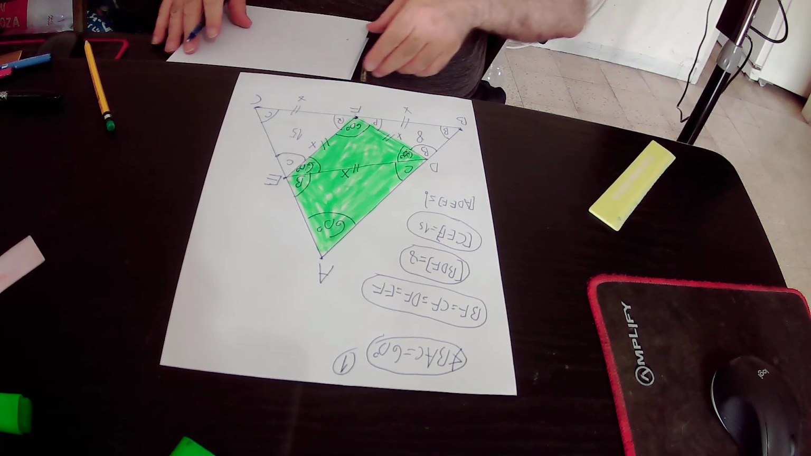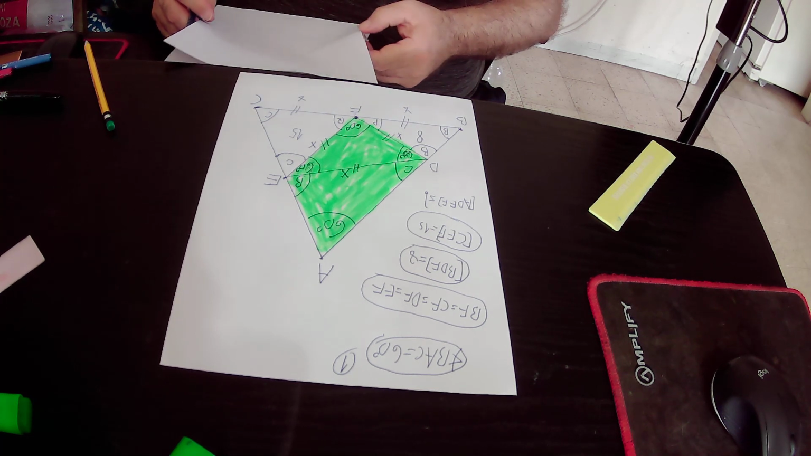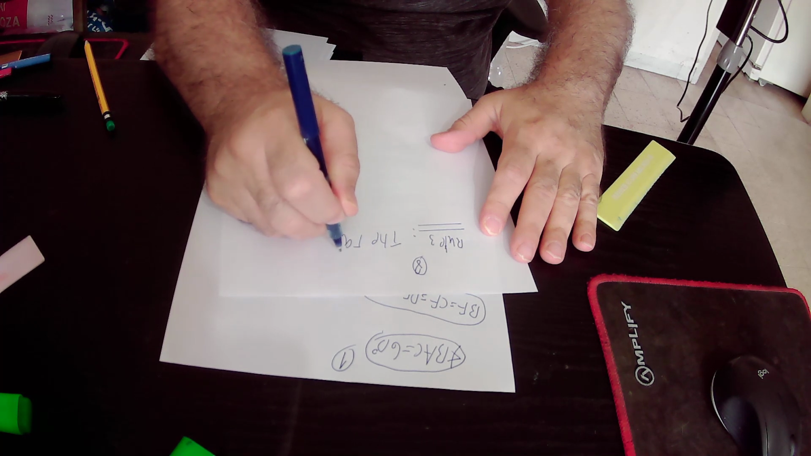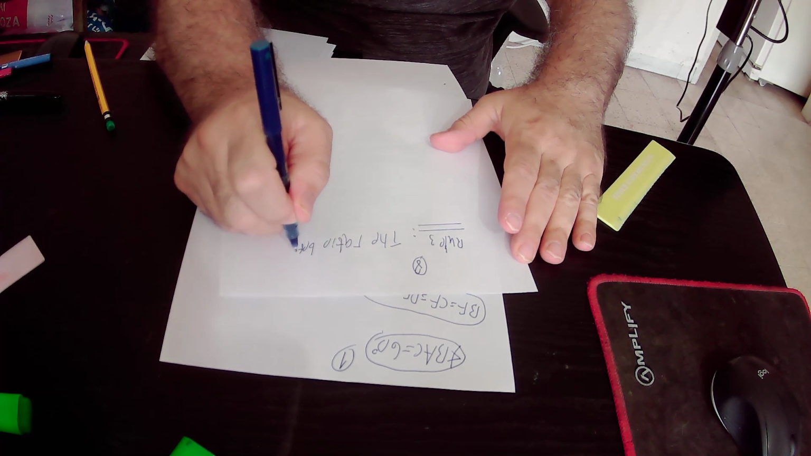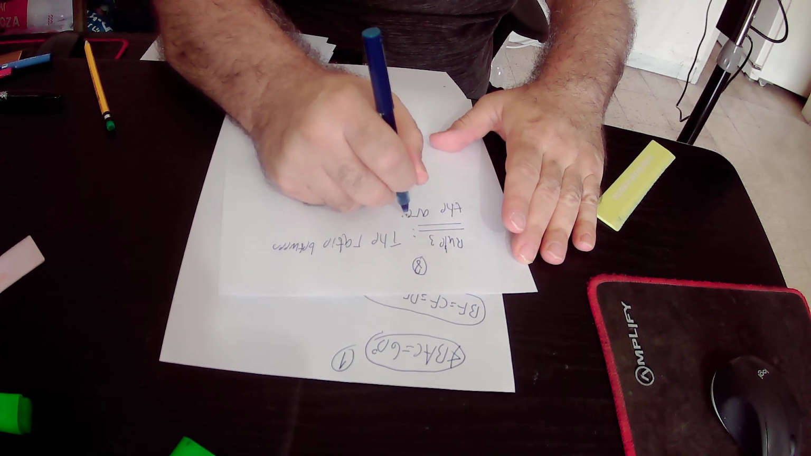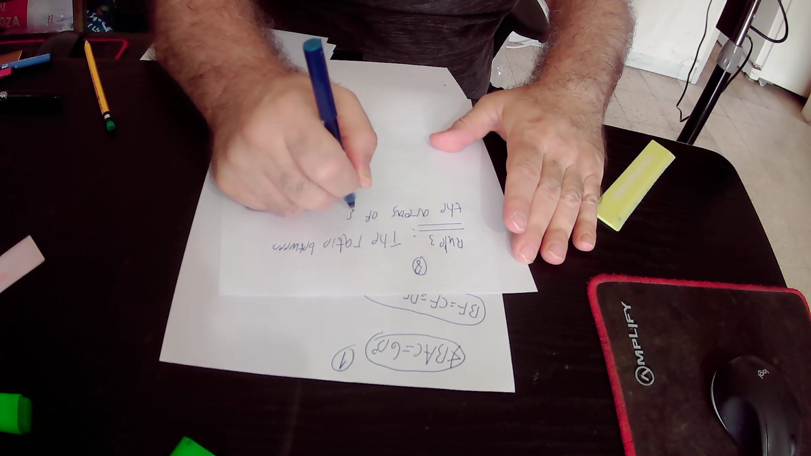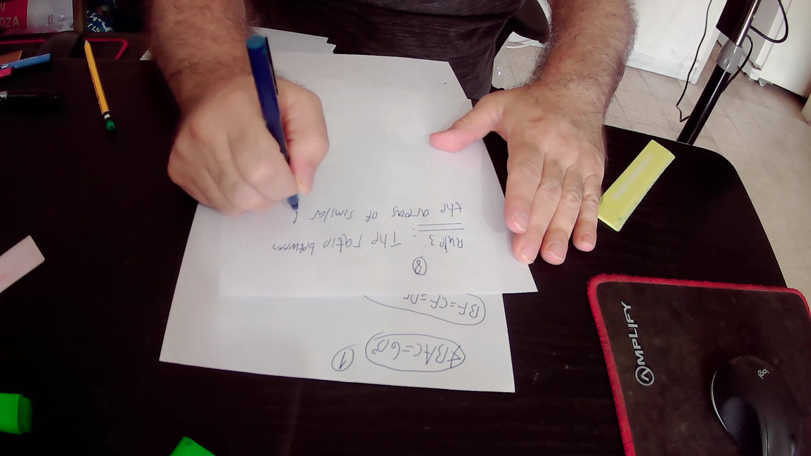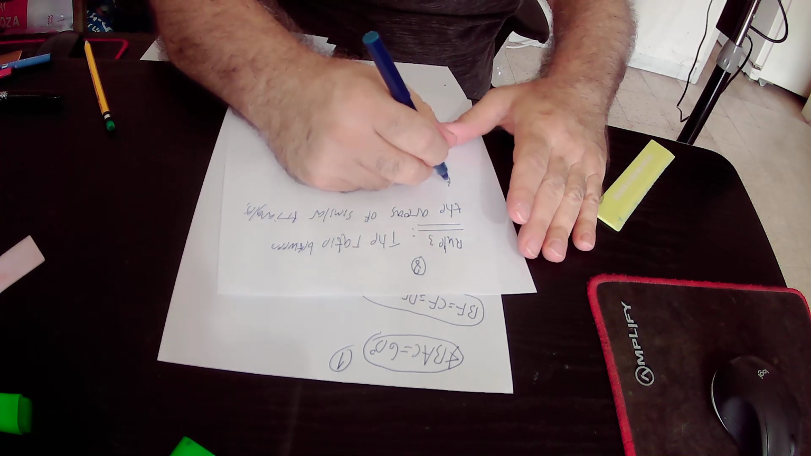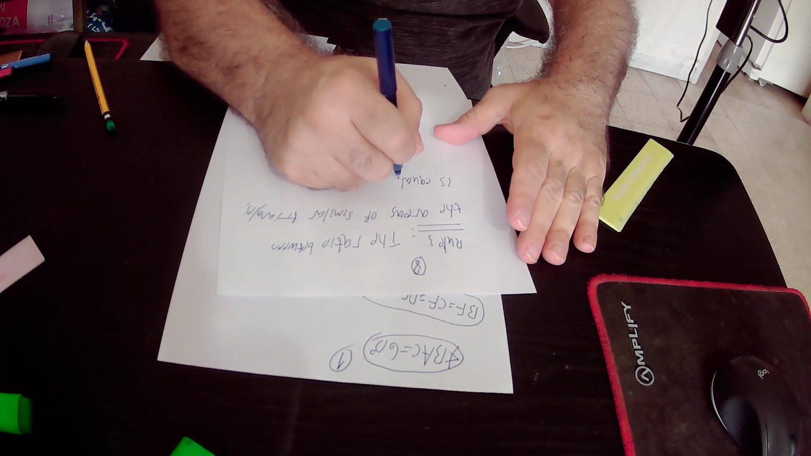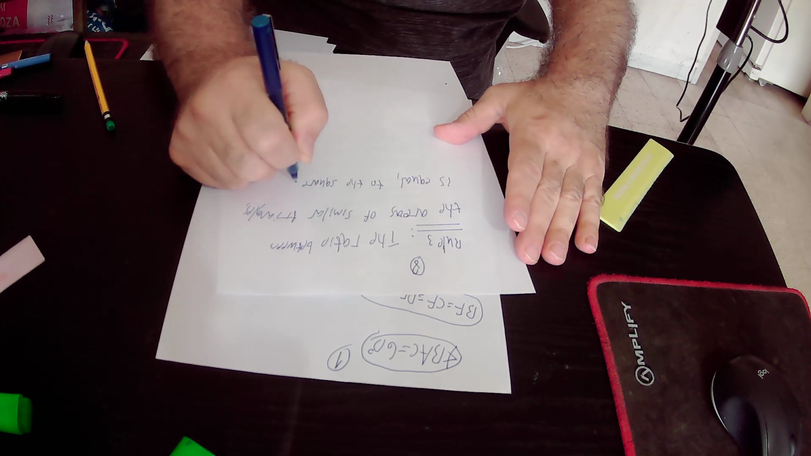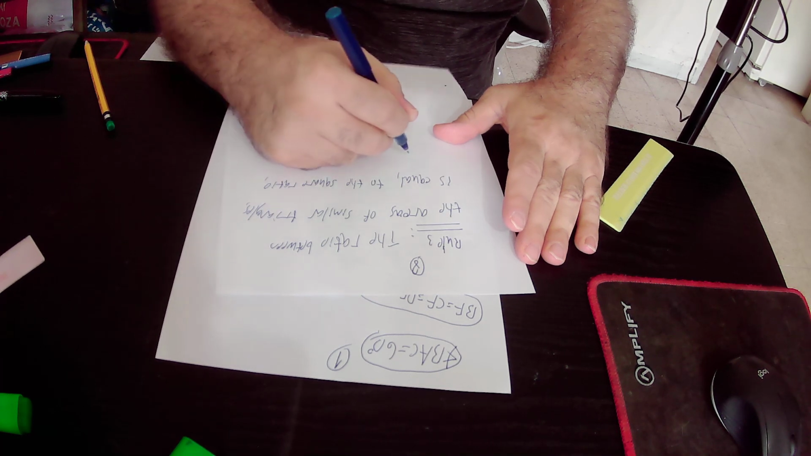Rule number 3 states that the ratio between the areas of similar triangles is equal to the square ratio of the corresponding sides.